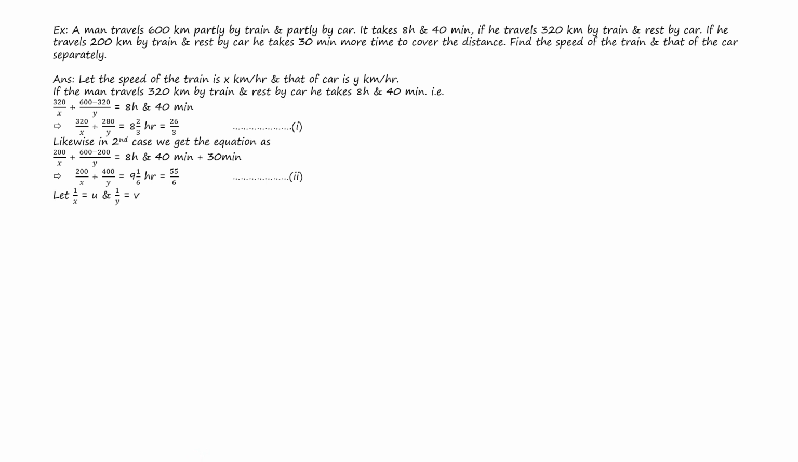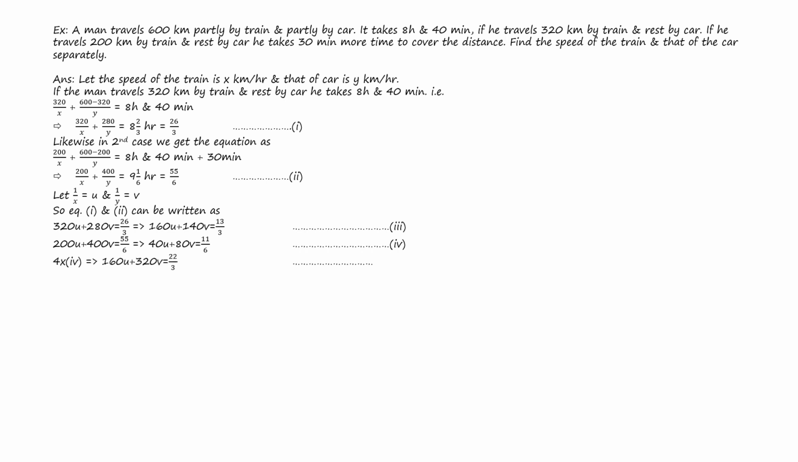So now let 1/x = u and 1/y = v. So equation 1 can be written as 320u + 280v = 26/3, or on dividing 2 on both sides, we get 160u + 140v = 13/3. Then this is equation 3. And equation 2 can be written as 200u + 400v = 55/6, or dividing 5 on both sides, we get 40u + 80v = 11/6. Let this be equation 4.